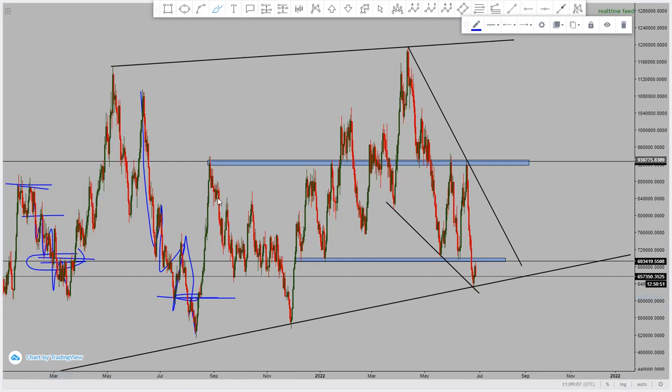In this example, let's also look for a shift in market structure. Lower highs, lower lows, lower highs, lower low. Somewhere here, a shift in market structure happened. Check what happened.